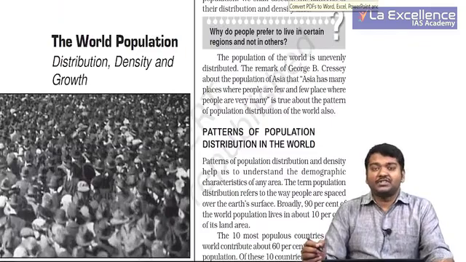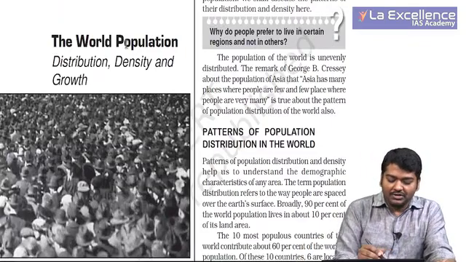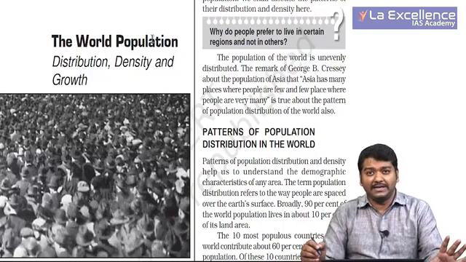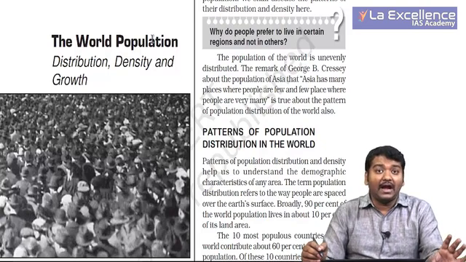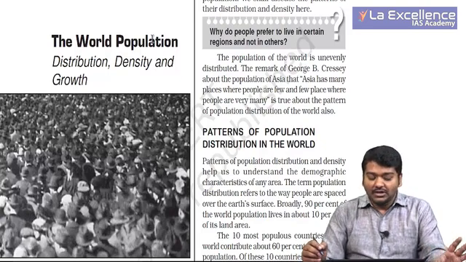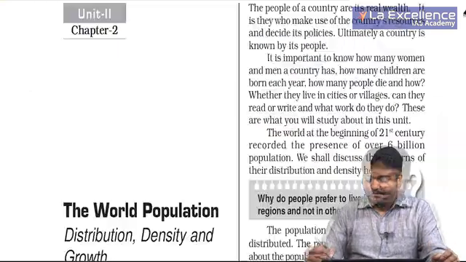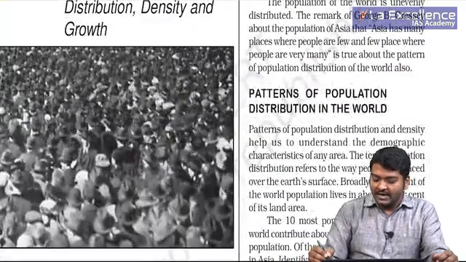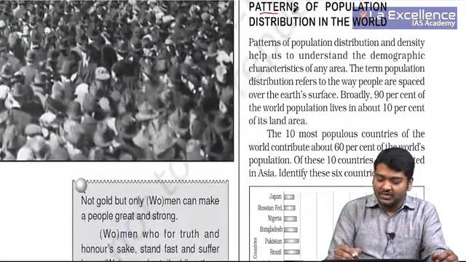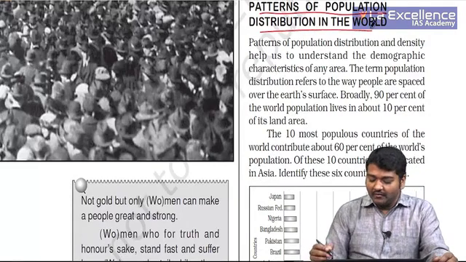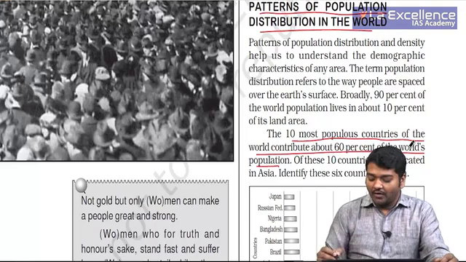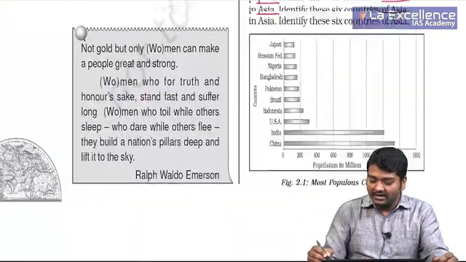The next most important chapter is about the world population distribution. Here you have to see how exactly the distribution has taken place in developing, least developed and developed countries as well. So let us see each one specifically. Today on earth we have 6 billion population, and when we are talking about the pattern of distribution in the world, we need to see that the 10 most populous countries of the world contribute about 60% of the world's population. Of these 10, 6 are located in Asia alone.